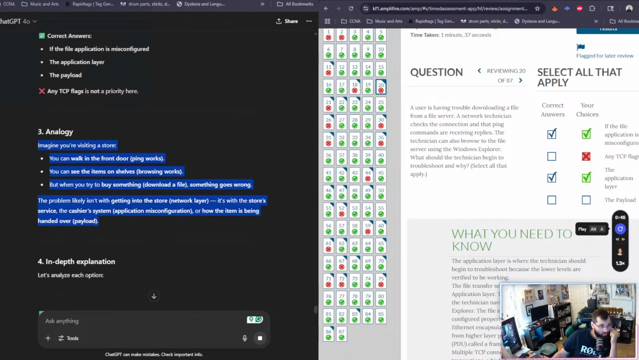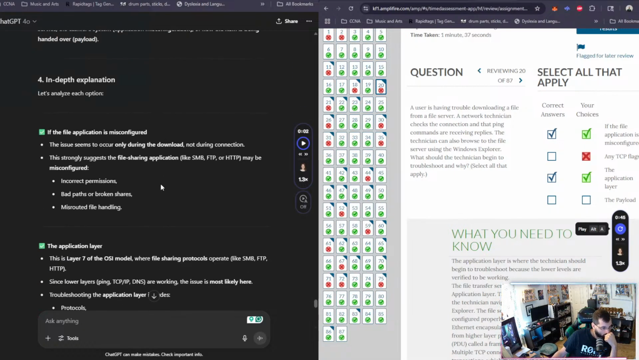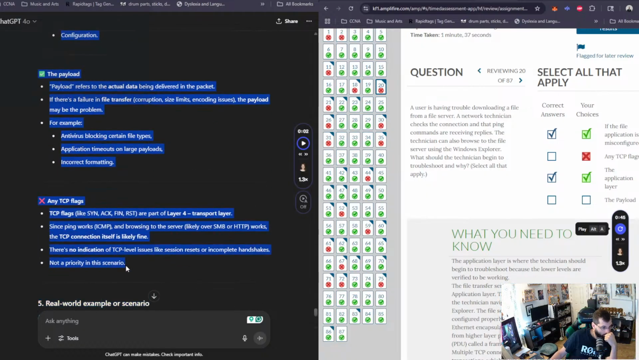Let's read the analogy here. Imagine you're visiting a store. You can walk in the front door, ping works. You can see the items on shelves, browsing works. But when you try to buy something, download a file, something goes wrong. The problem likely isn't with getting into the store, the network layer. It's with the store's service, the cashier's system, application misconfiguration, or how the item is being handed over, the payload. Yeah, that's what I want. I want to analyze each of these and figure out why they are what they are.